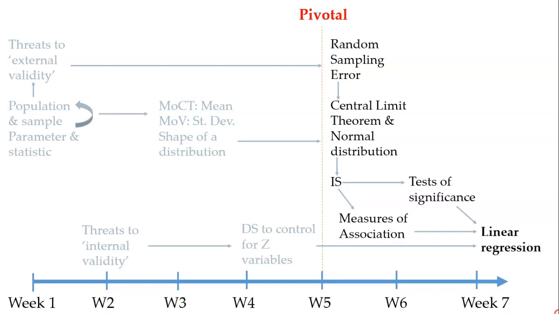And this week we're going to learn a method that you can use not only to test the significance of a relationship, but that also gives you a measure of the strength of that relationship and the sign of that relationship. Also, linear regression helps you to deal with threats to internal validity. So you can include additional factors or variables that potentially can affect your relationship of interest, the relationship between X and Y.